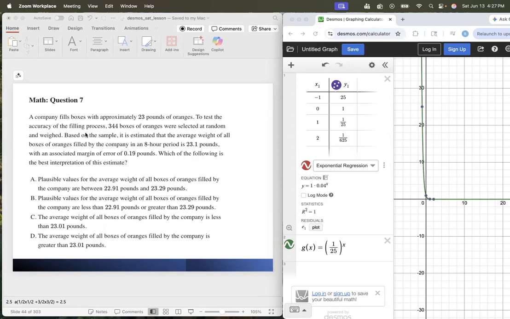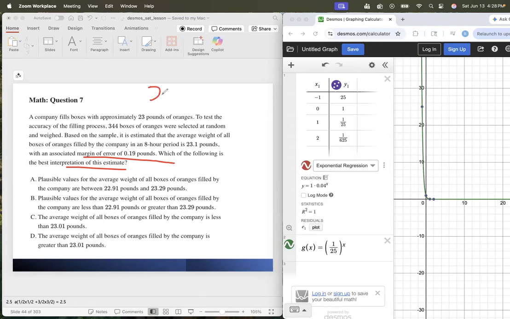A company filled boxes with approximately 23 pounds of oranges. To test the accuracy of the filling, 40 boxes of oranges were selected at random and weighed. Based on the sample, it is estimated that the average weight of all the boxes of oranges filled by the tank in an 8 hour period is 23.1 pounds with an associated margin of error. That's the key. Whenever you see margin of error, you know they're going to give you a range. Which of the following is the best interpretation of that?